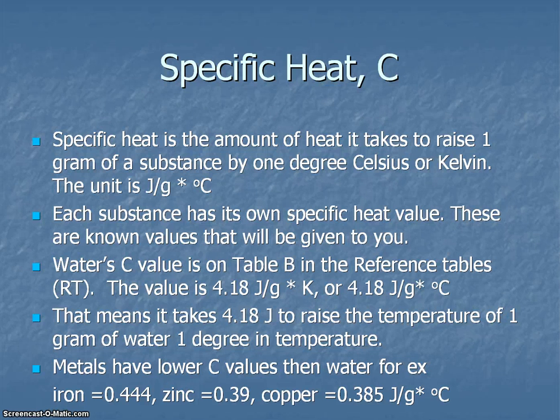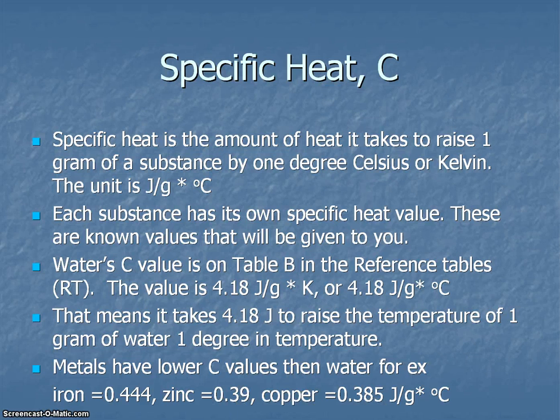Now, if you ever look up specific heat values or have used them before, metals have much lower specific heat values than water: iron 0.44, zinc, copper. These are so much lower because metals can absorb heat much faster than water can. They heat up faster. The reason why is because they have smaller specific heat values. Iron, metals, they heat faster than water does.